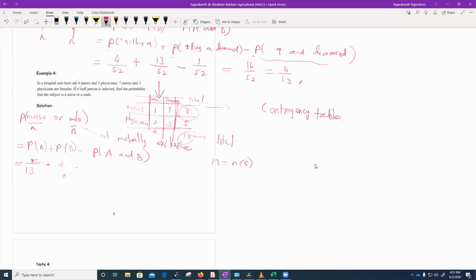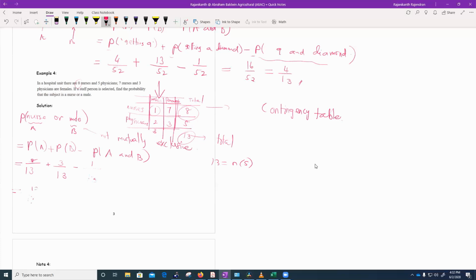Now the next one is what? You are choosing one person. That person should be a male nurse, right? How many nurses are male? If you look at that, there is one person who is a male nurse, therefore it is 1 out of 13. So simplify this fraction. 8 plus 3 is 11. 11 minus 1 is 10. So it is 10 over 13.